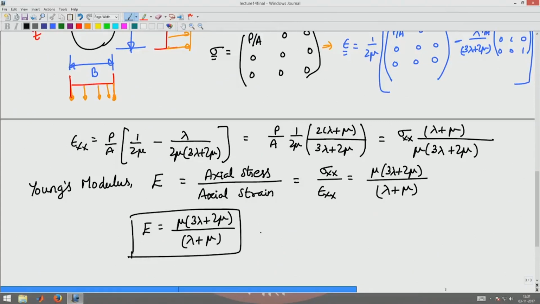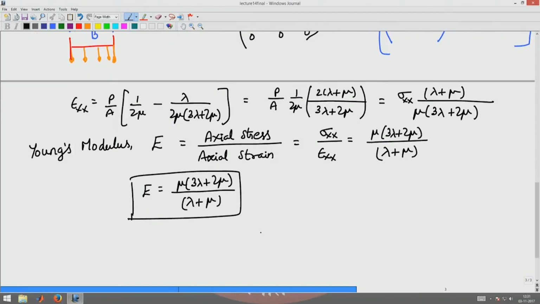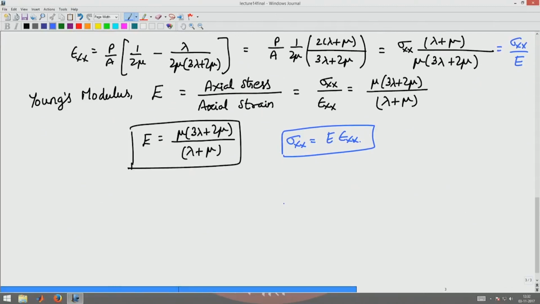Now, if I define Young's modulus as this, then this equation can be written as equal to sigma xx by E, right. This equation becomes sigma xx by E. So, from there I get sigma xx equal to E times epsilon xx, that is a constitutive relation. Okay. So, now how do I find E?